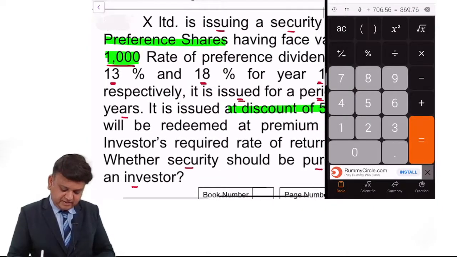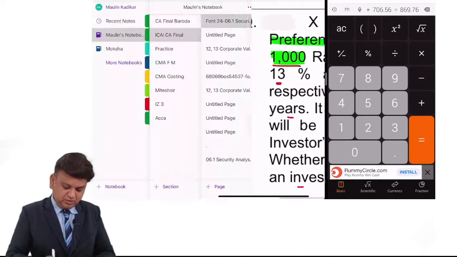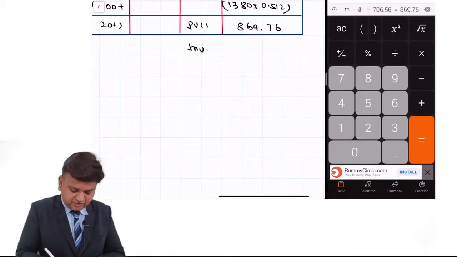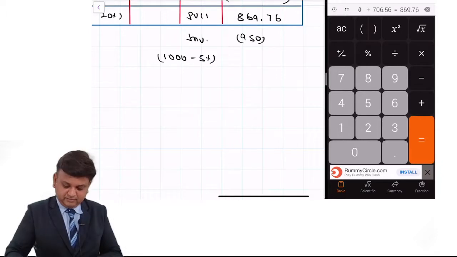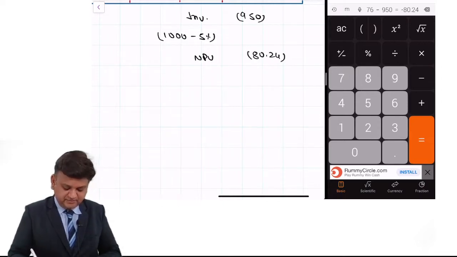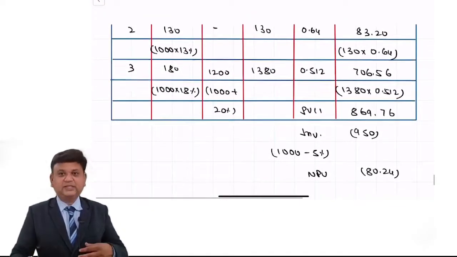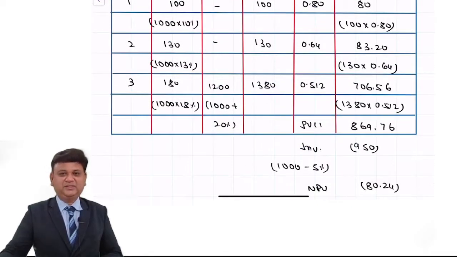Then we have been provided that the security is issued at a discount at the rate of 5 percentage. So again the purchase price is 950. So investment 1000 minus 5 percentage, 950. Based on that, the NPV is calculated. It is minus 80 rupees and 24 paise. That is the way we'll make the calculation of the NPV. And since NPV is negative, we understand that the investor is advised not to buy the security.